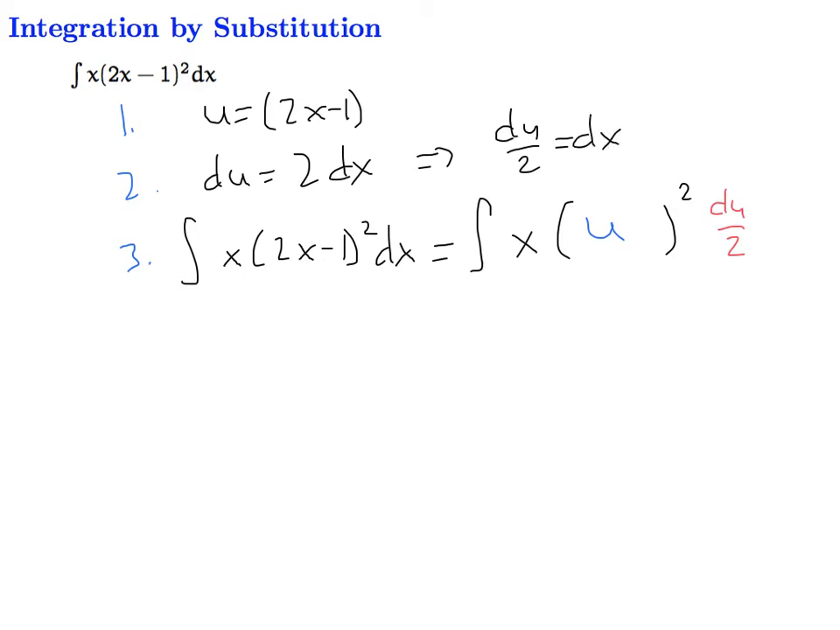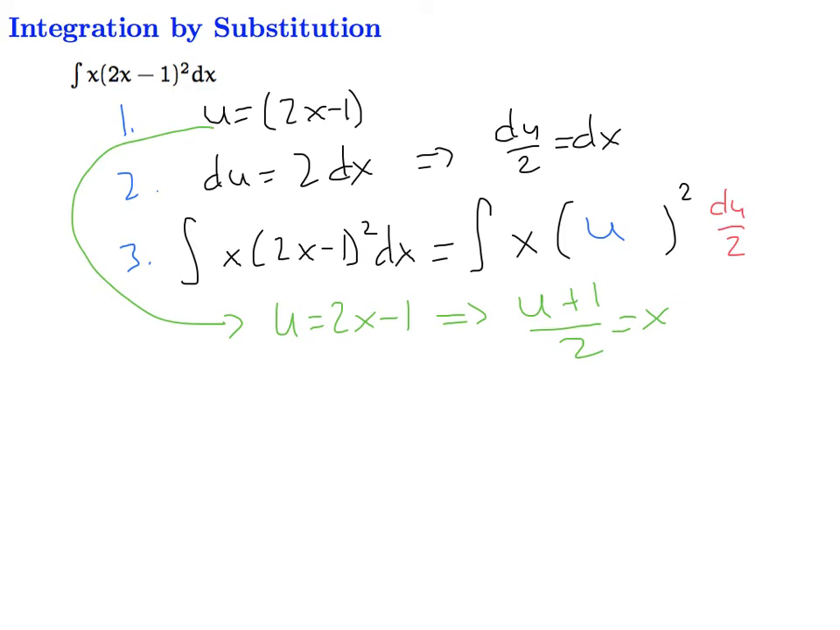Now, the problem here, of course, is we still have this x term out front here. So we need to figure out a way to replace that x. And usually what this is going to involve is looking back at our first step. So we can actually use this step and solve for x. So u equals 2x minus 1 tells me that I can also write this as u plus 1 over 2 equals x.